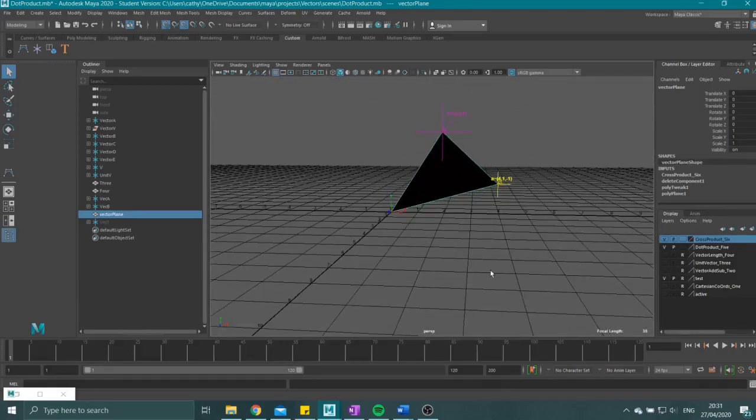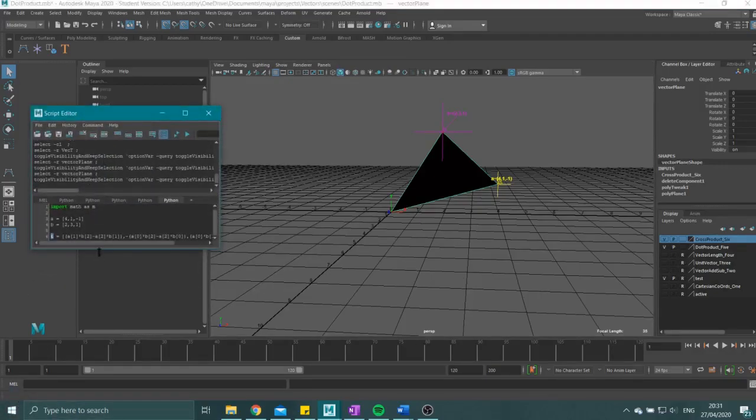So let's look at how we do the calculations. I'm going to pull up my script editor, and for the purposes of the calculations, I am going to call the first component in A, A1, and then A2, A3 for the second and third, and the same with B. So to get the first component in our resulting vector, we're going to multiply A2 by B3 minus A3 by B2.